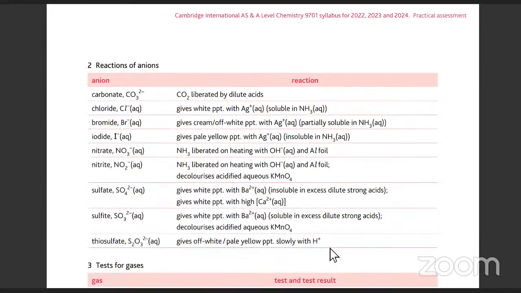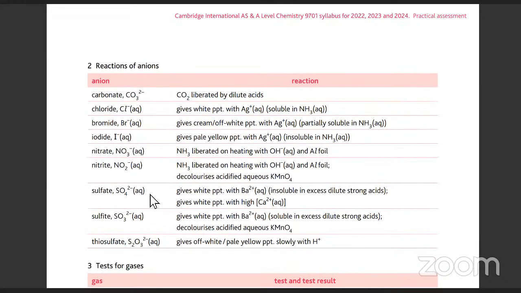Identifying barium is the easiest because barium ions with sulfate ions give a white precipitate. So all you have to do is add sulfuric acid and you'll get a white precipitate. That's what's going to happen. Okay? Is this clear?